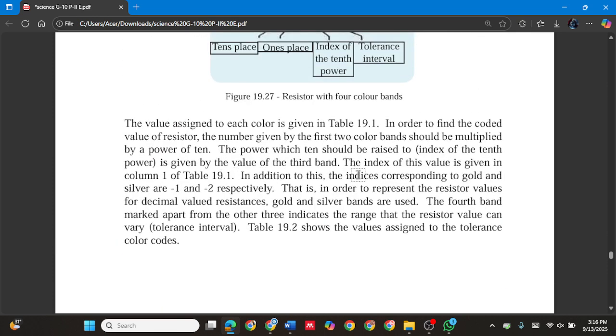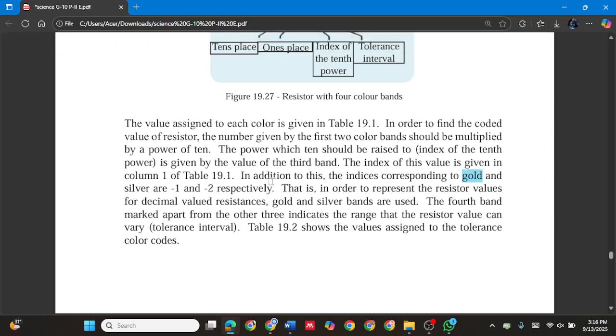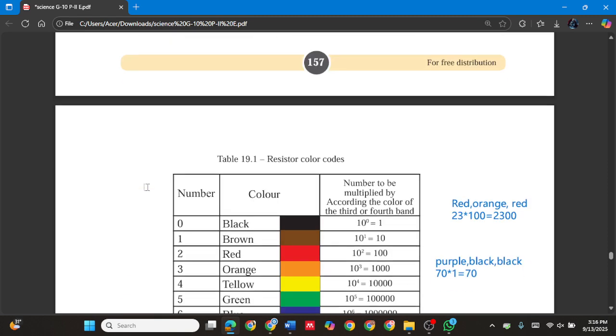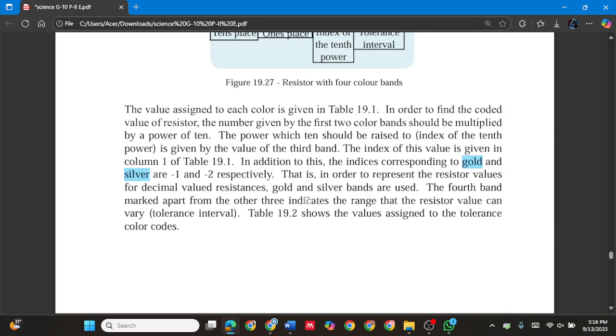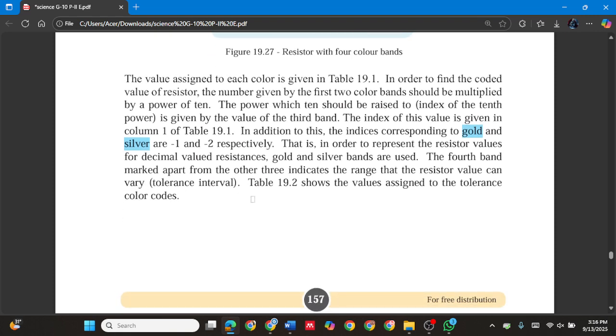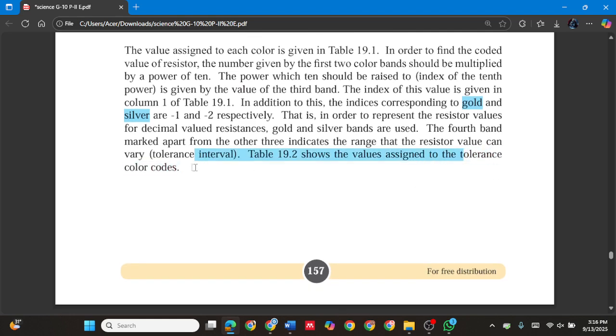In addition to this, the indicators corresponding to gold and silver are minus. The fourth band, marked apart from the other three, indicates the range that the resistor value can vary, the tolerance interval. Table 19.2 shows the values assigned to the tolerance. The tolerance color codes have values, and the tolerance interval is what the fourth band shows.